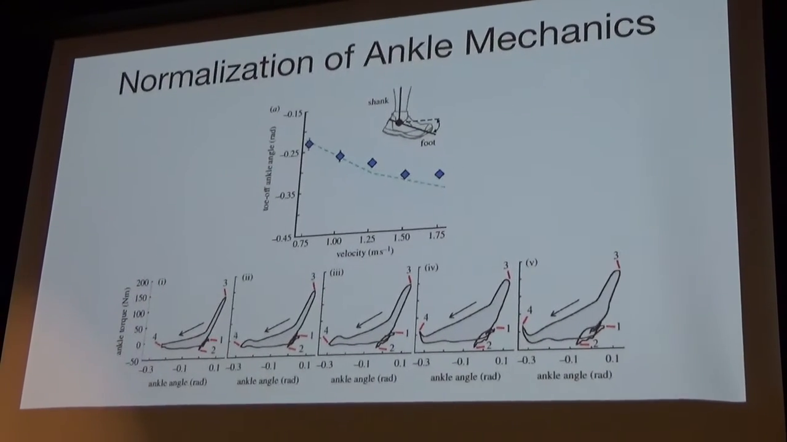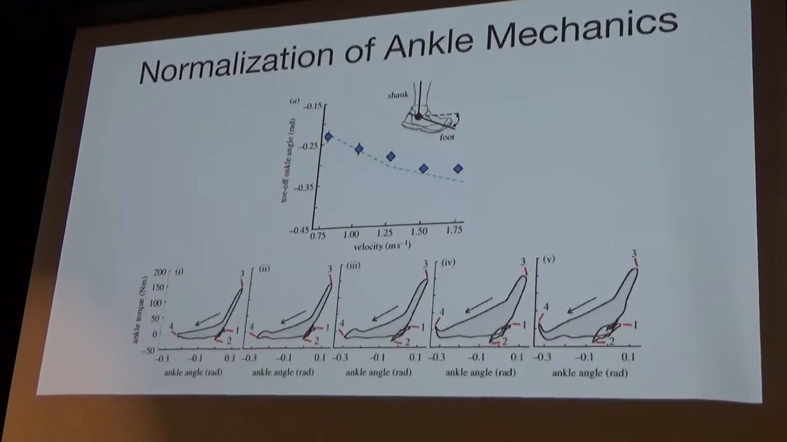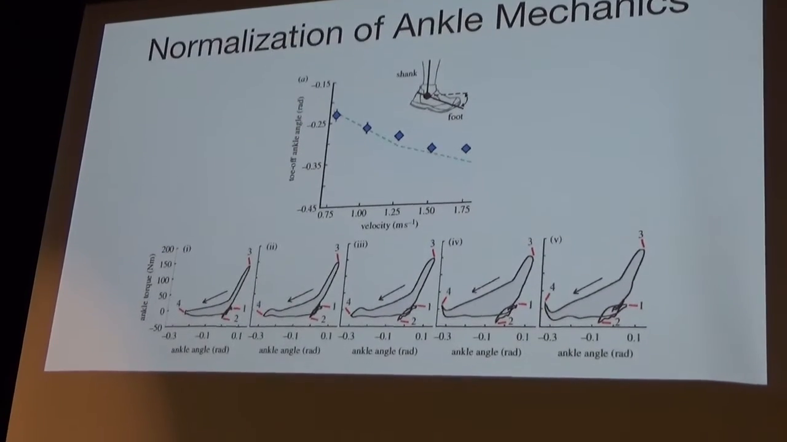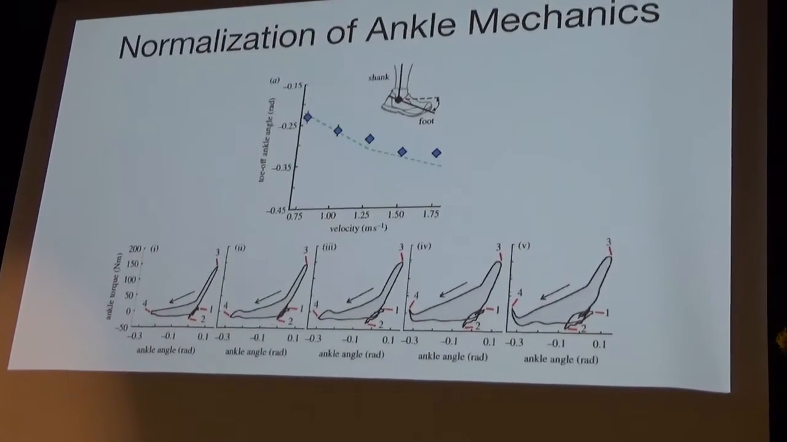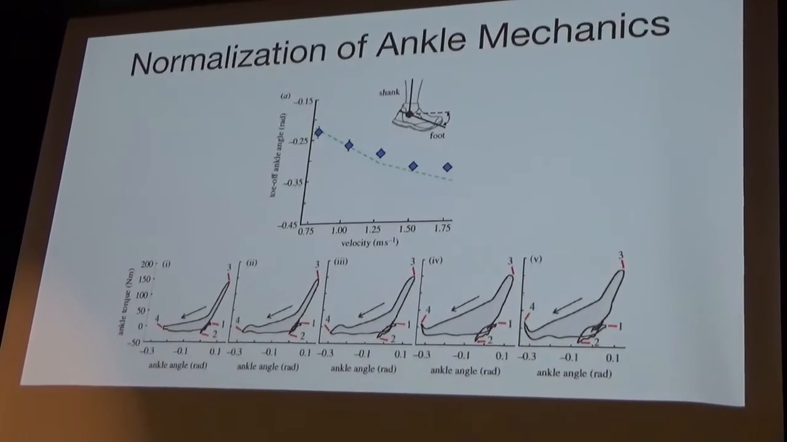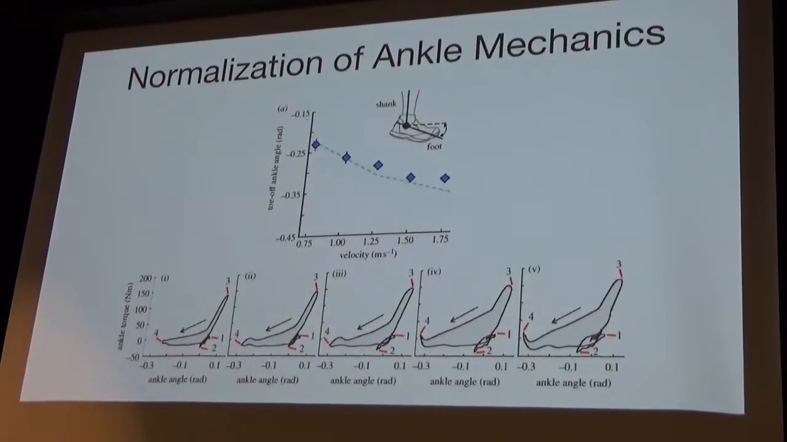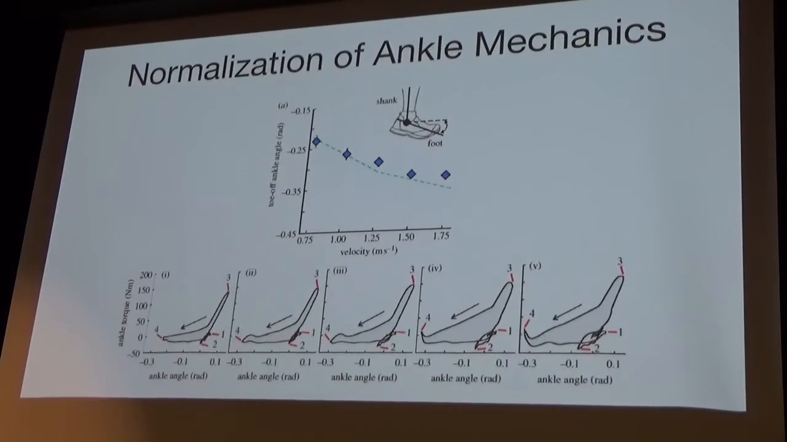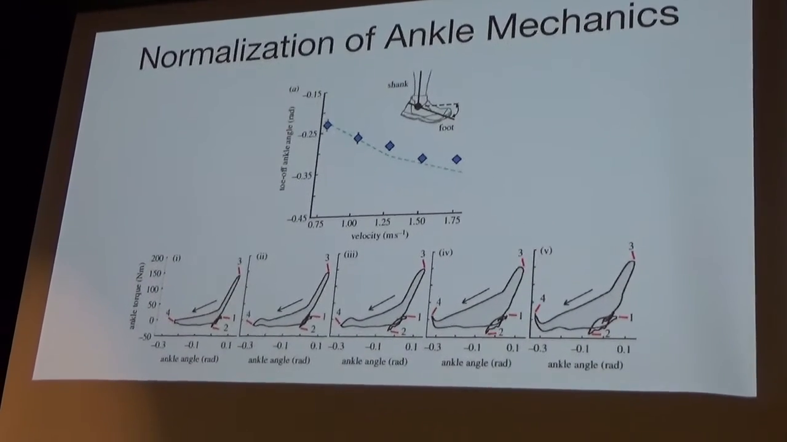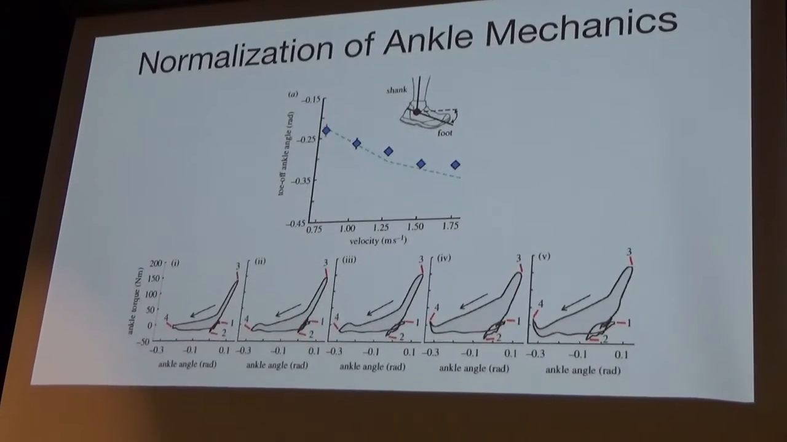From this design, we get normalized mechanics. On the bottom, you see the network of the ankle joint increasing with increasing walking speed. That's the shaded region. In the upper plot, you see the toe-off angle matches a biological limb well. It's hard to see the shaded region.